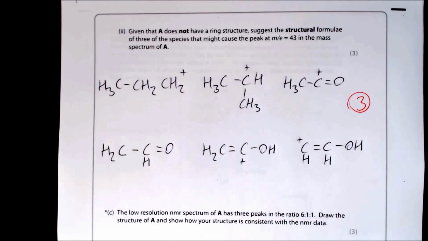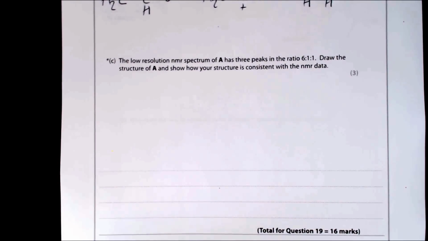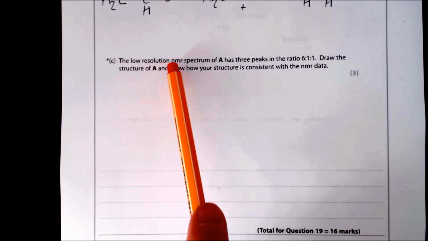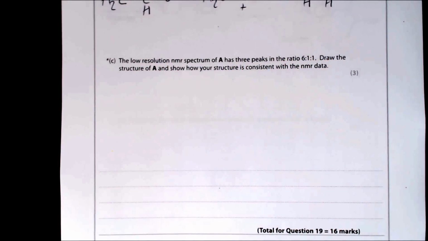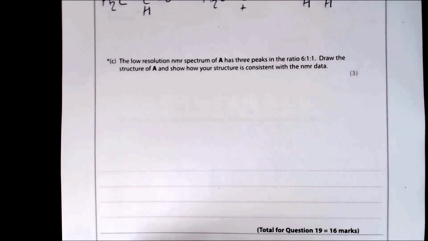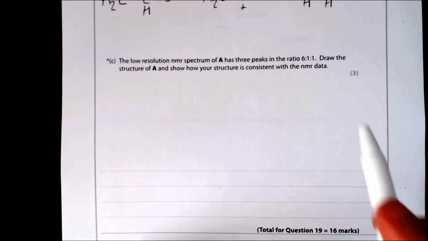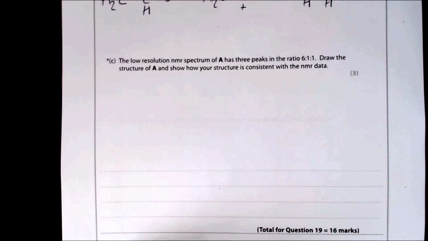Okay, and then on to the last part. Let's just nudge that up there. There we go. So it says the low resolution NMR spectrum of A has 3 peaks in the ratio of 6 to 1 to 1. Draw the structure of A and show how your structure is consistent with the NMR data. Okay, so right, when we see a ratio like this and we see a 6, what this means is that, well, first of all, we've got three parts here. So we have 3 proton environments. So that's the first thing.